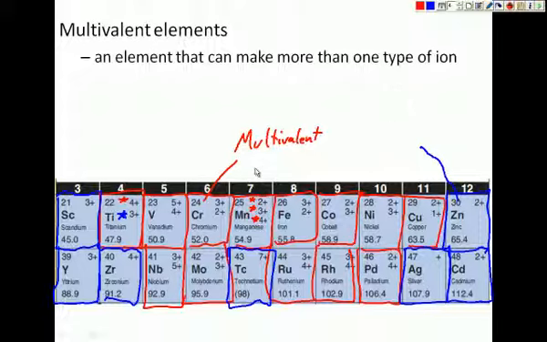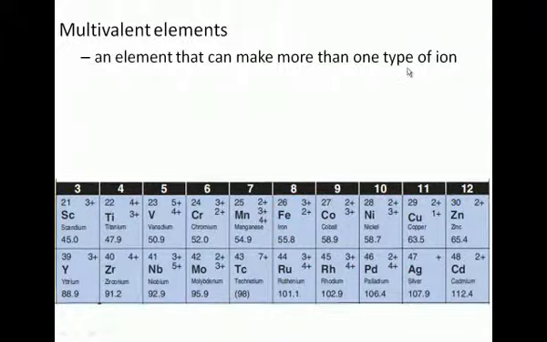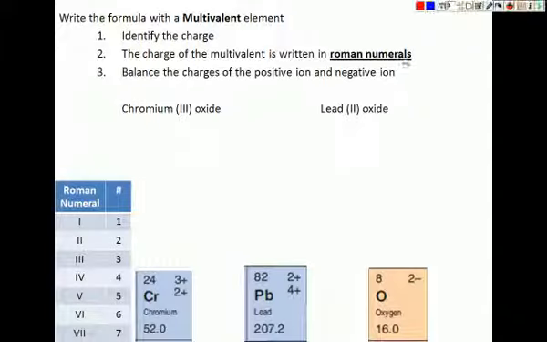So when naming, it's very, very important to check if something is multivalent or if it is single-valent. Let's take a look at some multivalent naming questions. So here's two questions. It says write the formula for these two: chromium(III) oxide, and lead(II) oxide. So how do we write the formula for these?